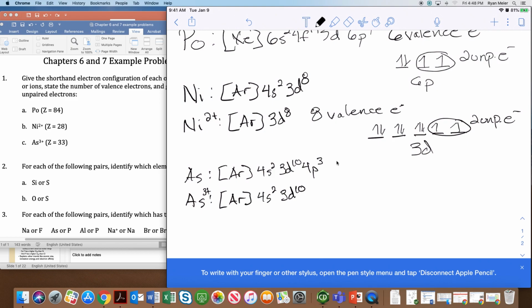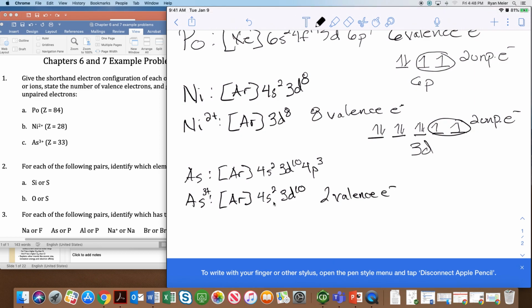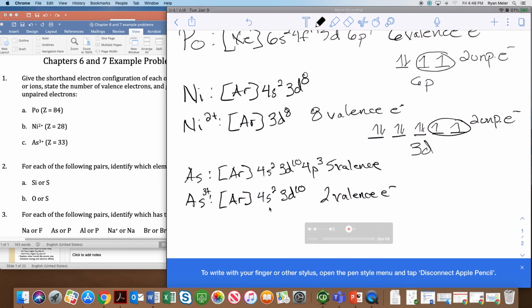Now, in terms of valence electrons, arsenic itself is not a transition metal, and we notice this d shell is full, right? So these do not count for valence electrons. Arsenic 3 plus would actually just have these 2 electrons left to act as valence electrons. So in this case, we'd have 2 valence electrons for that ion. It would have been 5 valence electrons if it was just normal arsenic. And then the last part are unpaired electrons.